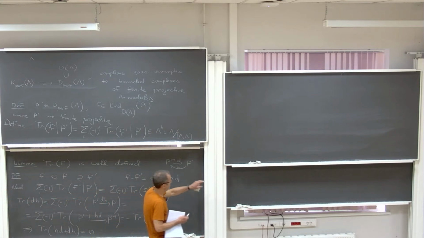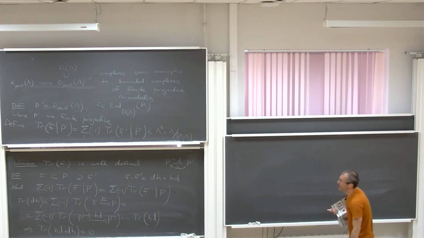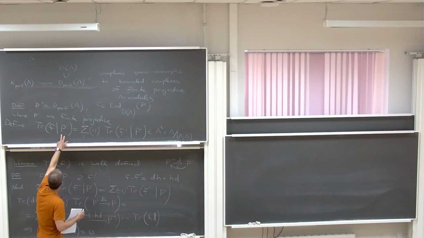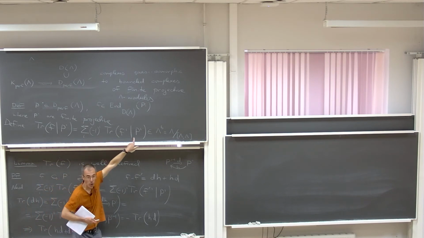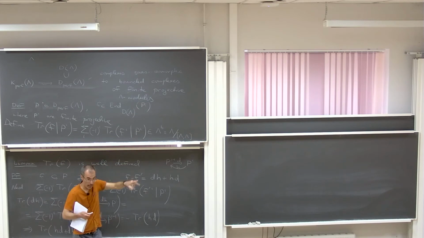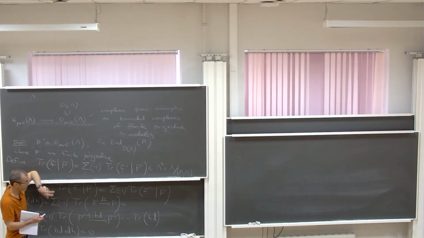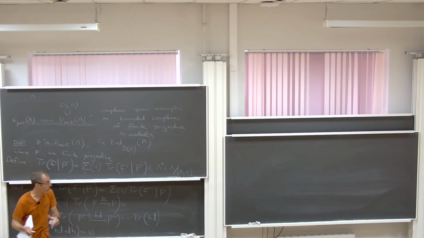So this is one thing that we need to check. And another thing that we need to check is that this right-hand side does not depend on the choice of representative. It means that we have an object here, and it's possible that it's represented by two finite complexes of projective modules.